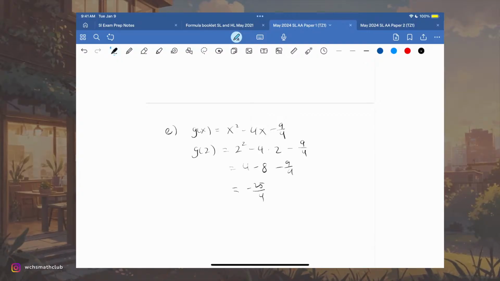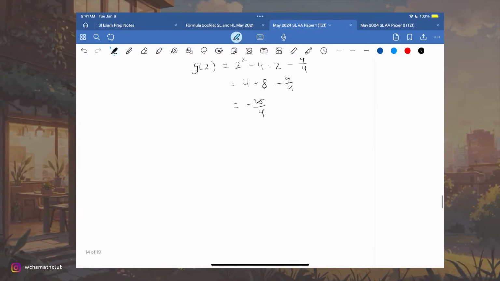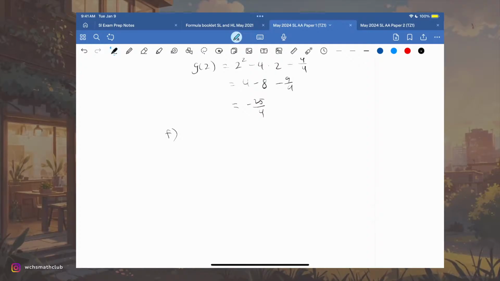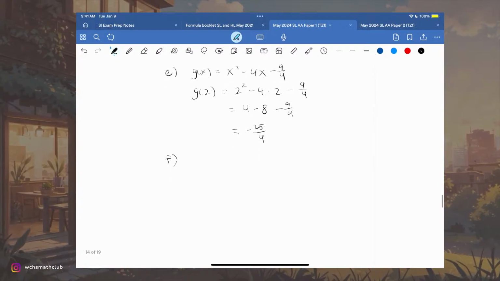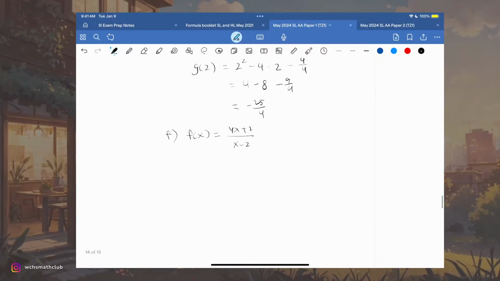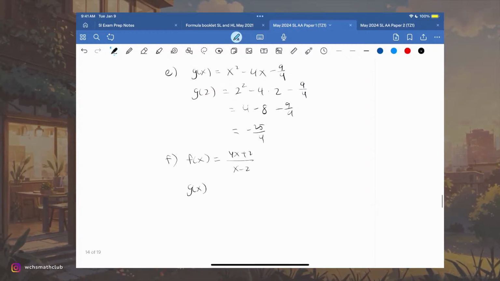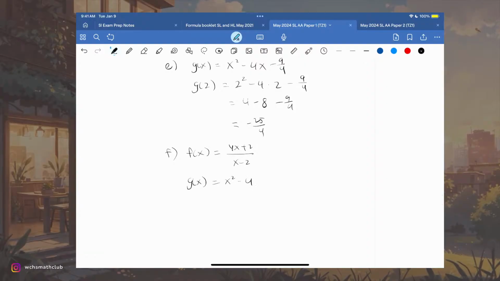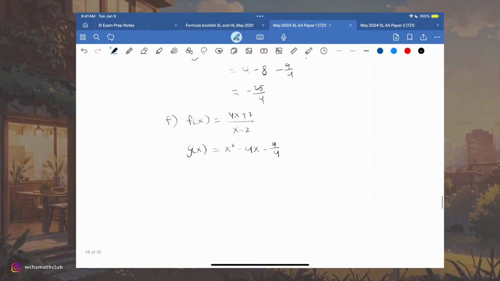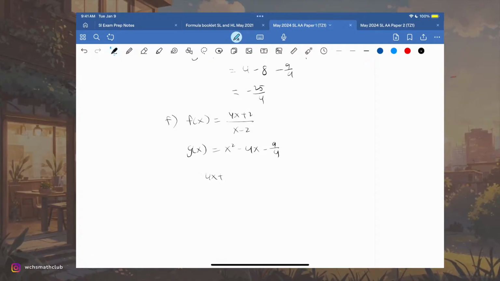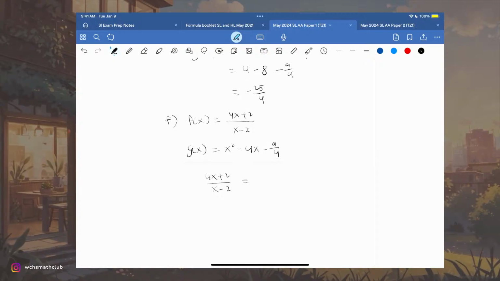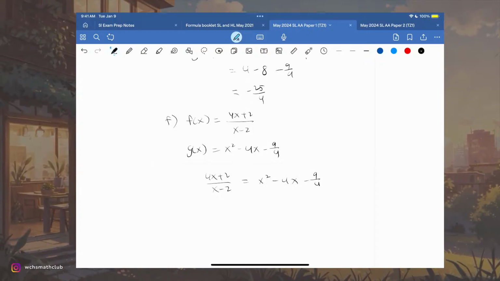Alright, let's move on to F. Find the number of solutions of the equation f of x equals g of x. So from the question, we know that f of x equals 4x plus 2 over x minus 2. And then g of x from part D, we know that g of x equals x squared minus 4x minus 9 over 4. So to set them equal to each other, 4x plus 2 over x minus 2 equals x squared minus 4x minus 9 over 4.